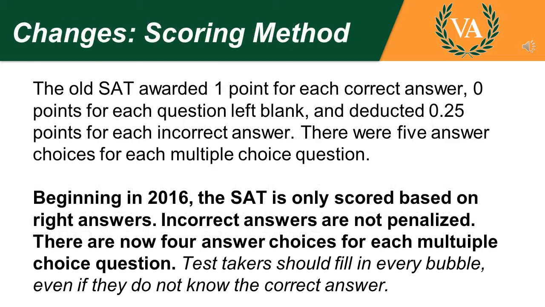The old SAT awarded 1 point for each correct answer, 0 points for each question left blank, and deducted 1/4 of a point for each incorrect answer. Beginning in 2016, the SAT is only scored based on right answers. Incorrect answers are not penalized. Test takers should fill in every bubble, even if they do not know the correct answer. One other change to the scoring method is that the SAT has gone from 5 possible answer choices for the multiple choice questions to 4, which means students have an increased chance of guessing the correct answer if they're guessing without knowing what the actual answer is.